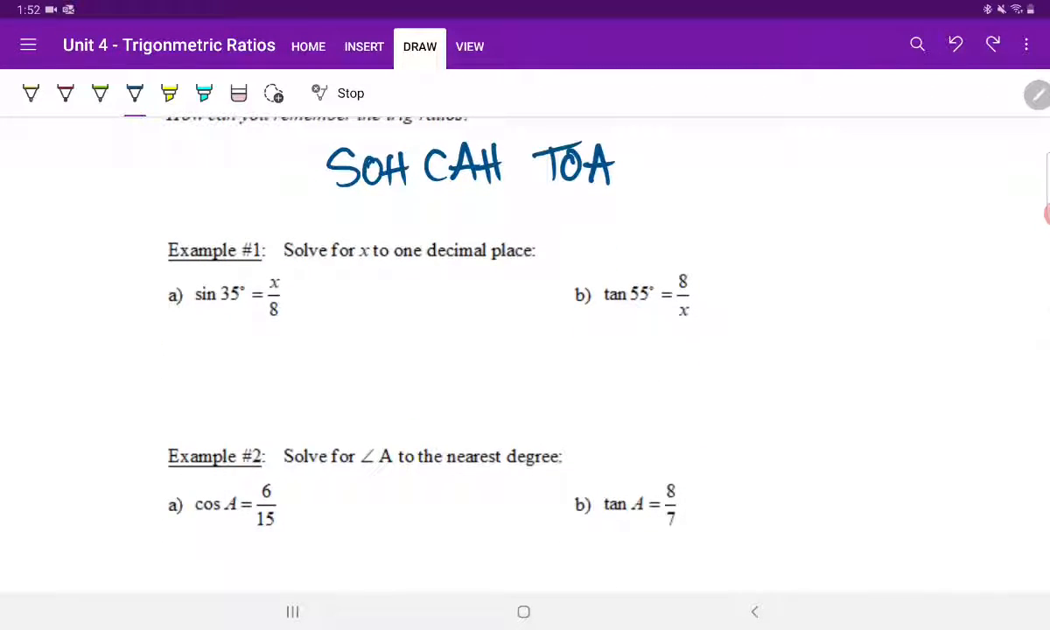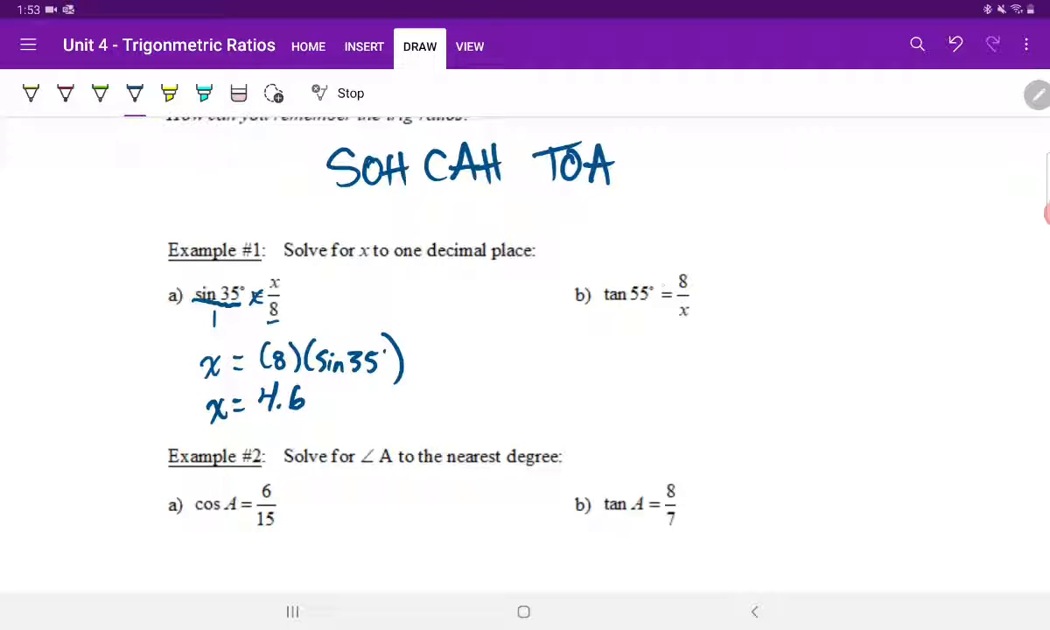Let's start off really easy and look at how to solve these ratios if we have an unknown. Let's say we have an angle and only one of the sides. Well, we can find the other side. And I think by now, since we've done this a few times in the course, you know that you can cross multiply here to solve for an unknown, because that sine 35 is really over 1. So you get 8 times the sine of 35 degrees. To 1 decimal place, x is equal to 4.6.